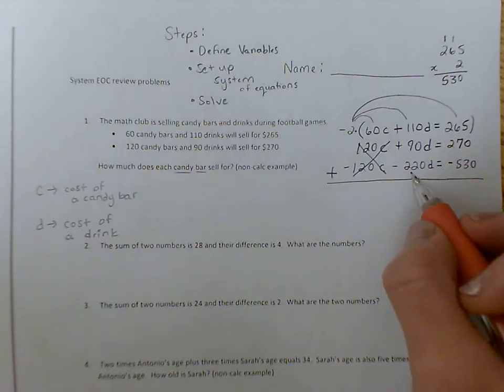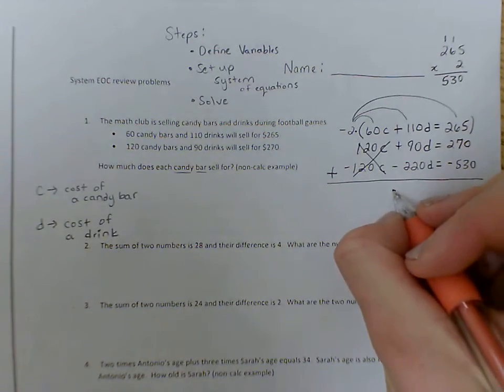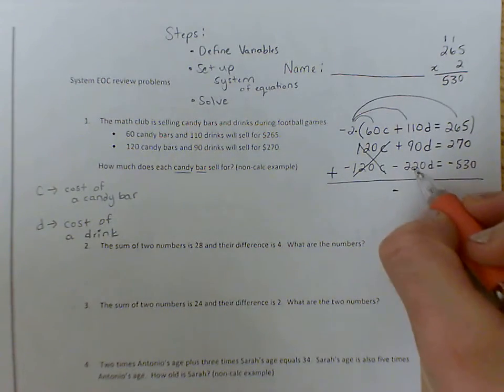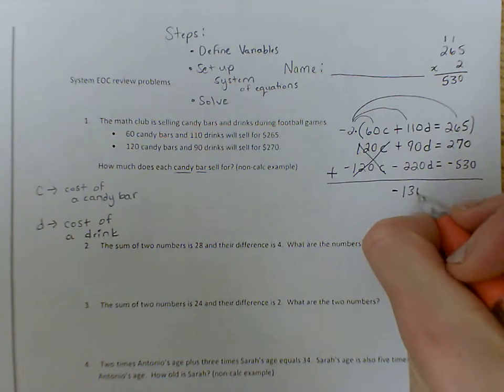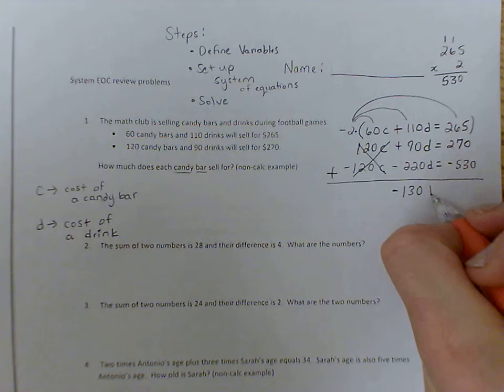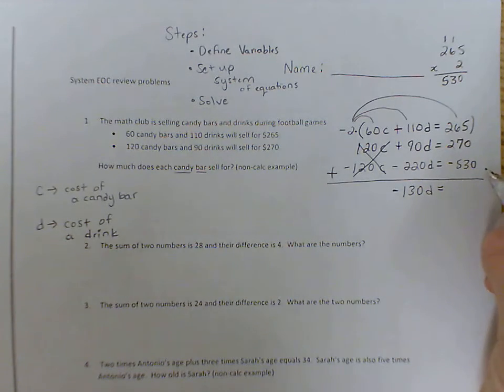You can think about it, okay, which one's bigger? The 220 is bigger, so you know it's going to be negative. And then you could take 220 minus 90, and you would get 130, okay? And so that's 130D. And then here you've got 270 minus 530.